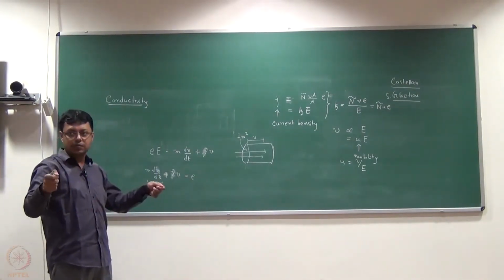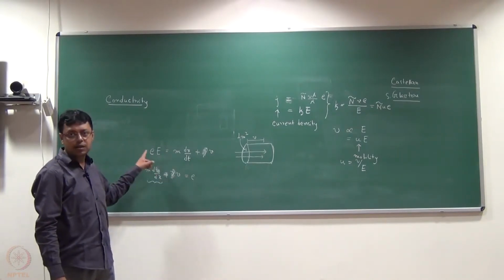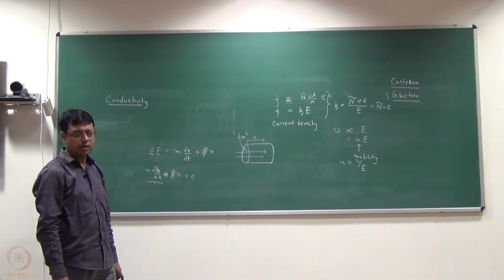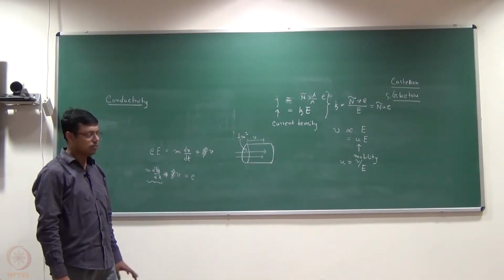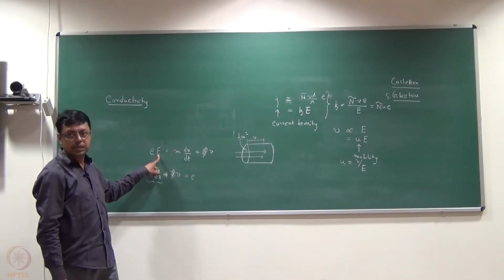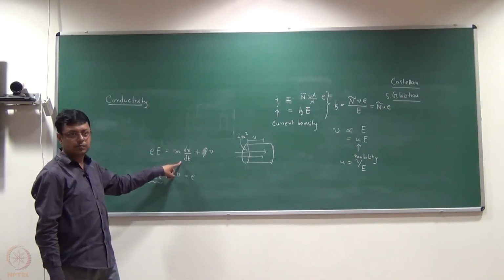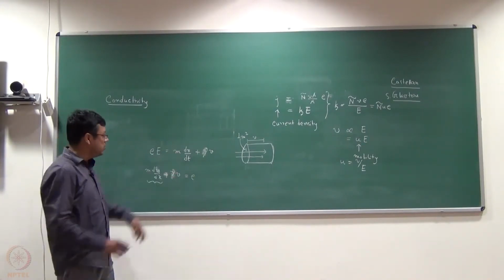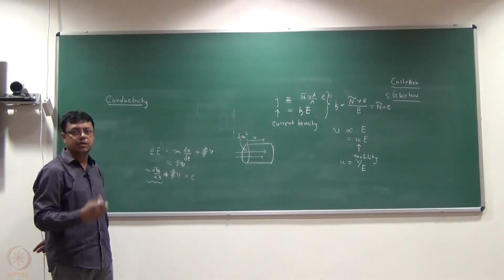I applied a potential difference. A negative gradient of the potential is equivalent to the electric field, and then if I multiply with the charge, I'll get basically the net force. Now this is basically the equation of motion. But now think about it: if the velocity has to be proportional to E, this term will be very small. It is mostly dominated by this gamma times v, which is basically the frictional force.